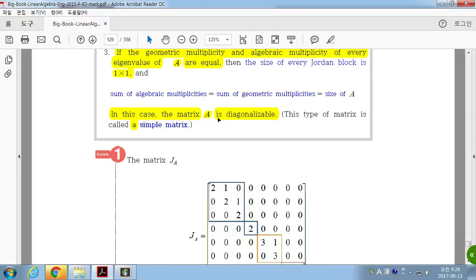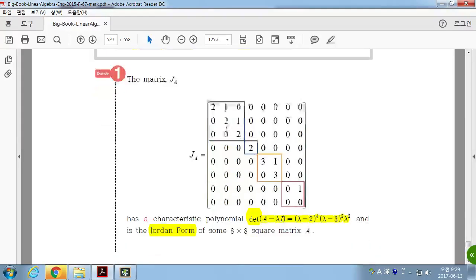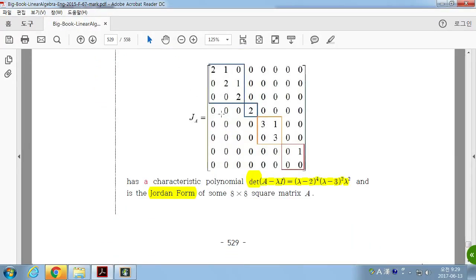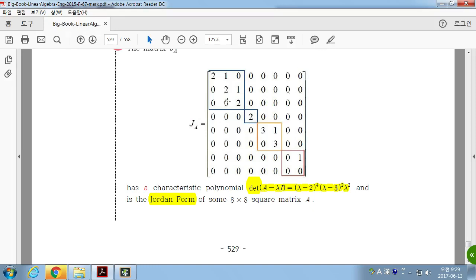For the diagonalizable matrix, simply we say it is a simple matrix. If a matrix is diagonalizable, we call it a simple matrix. Okay. Consider this Jordan canonical form of a matrix, JA. This has how many Jordan blocks? This has 4 Jordan blocks.